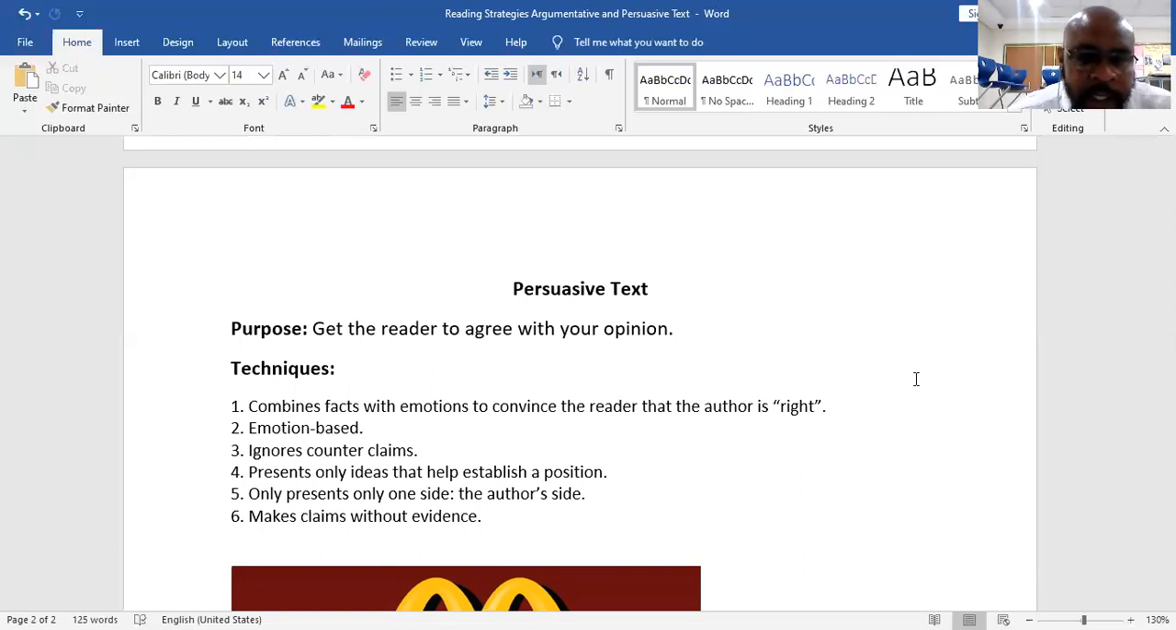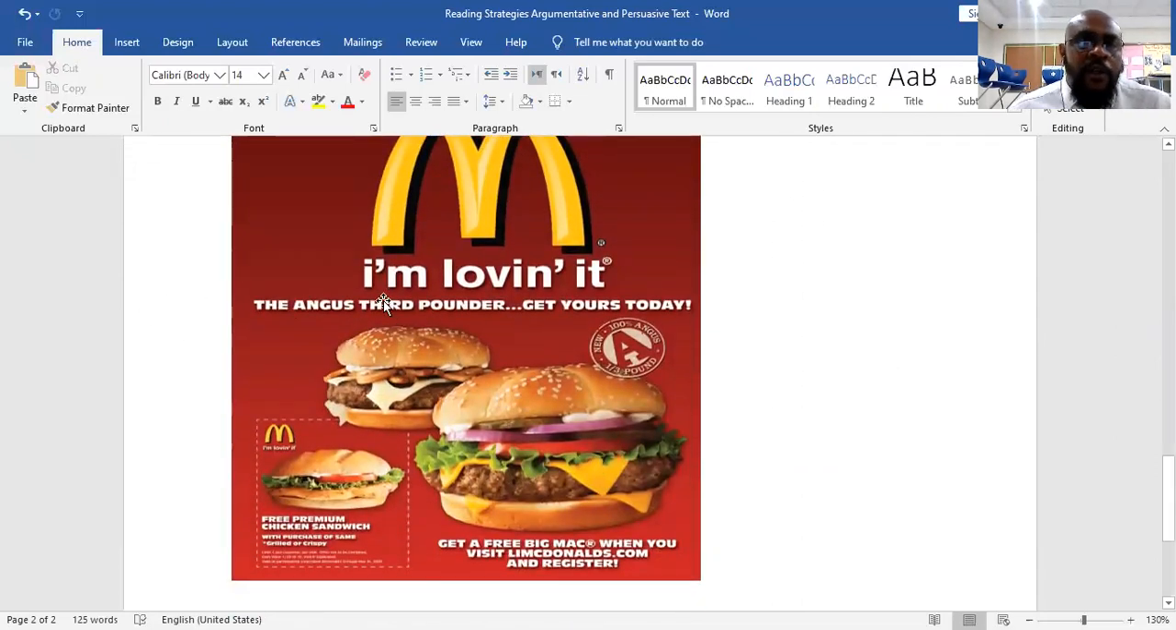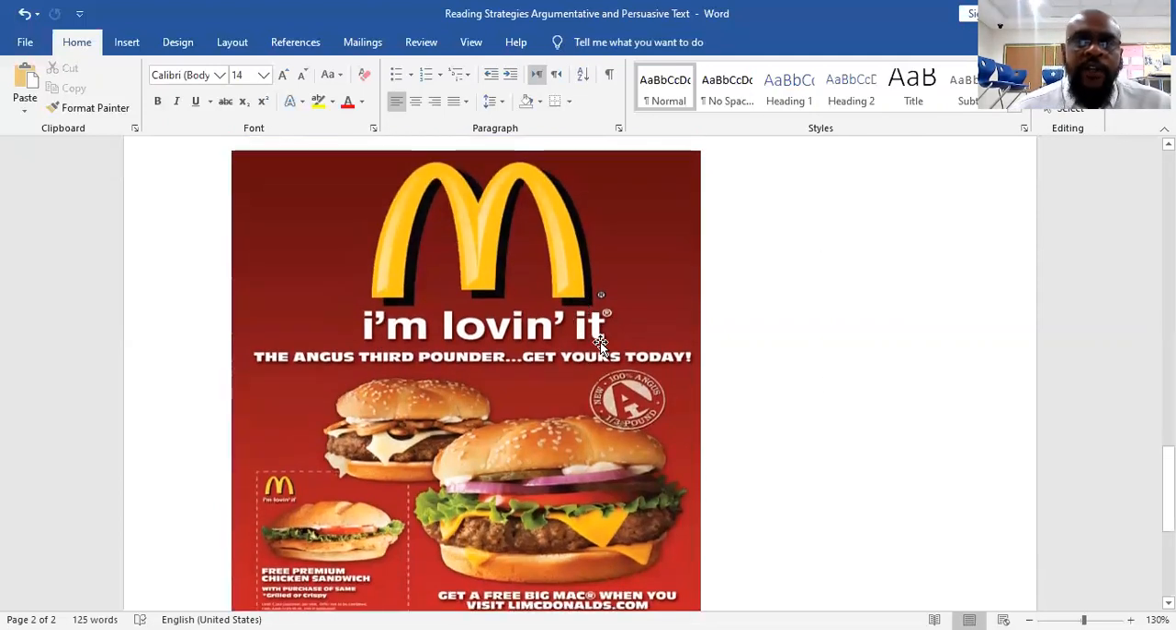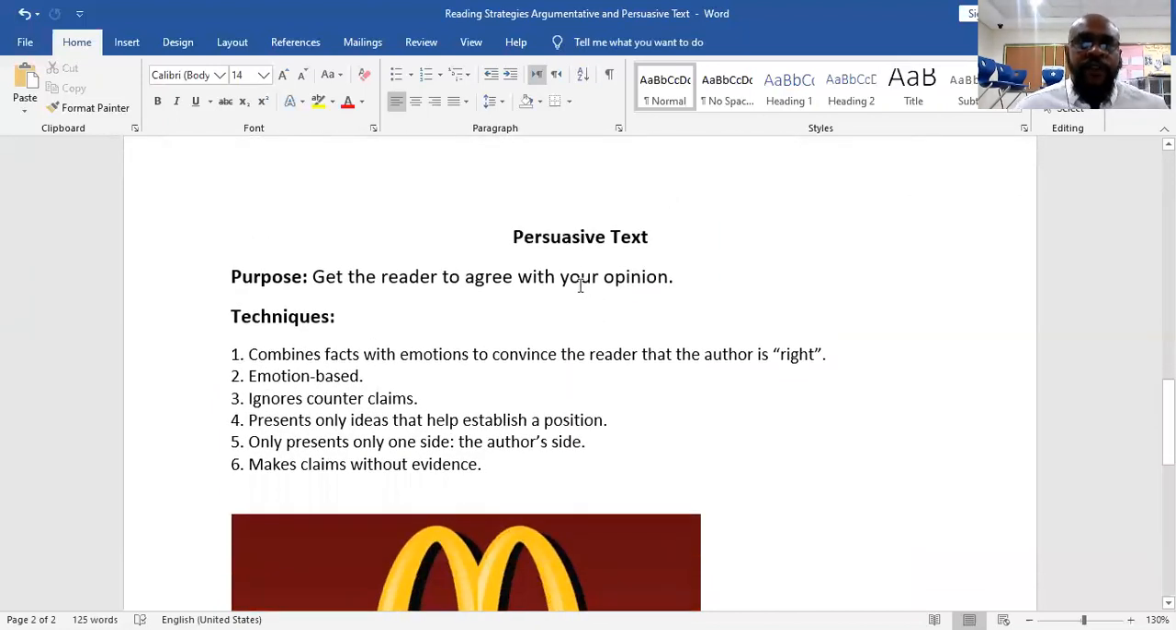These are some of the techniques that are used in a persuasive text, and the picture that I have here is one of McDonald's, right? And this is a great example of a persuasive text because it uses emotion, not logic, to make their product desirable. And they use the phrase, "I'm loving it." So every time you use the McDonald's slogan, "I'm loving it," it pulls at your emotions, right? And that's what a persuasive text is about.